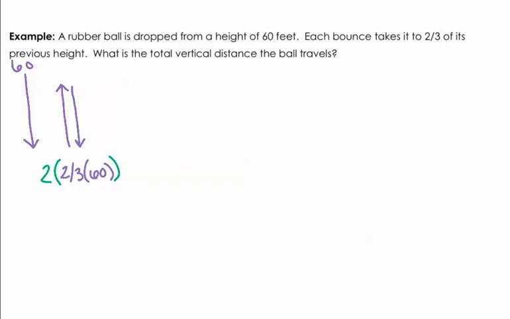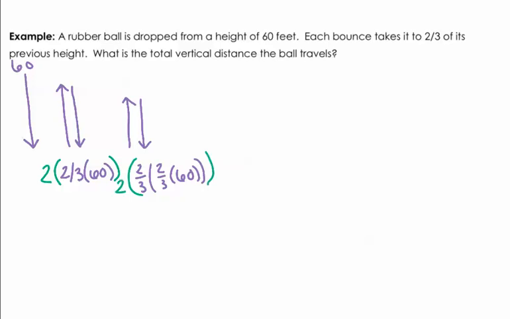And then it's going to go up again. And now this time it's going to go 2/3 of the 2/3 of 60 that it just went. And it's going to have to come back down. And since it has to come back down, well, now we have that distance twice. And it's going to continue doing that.